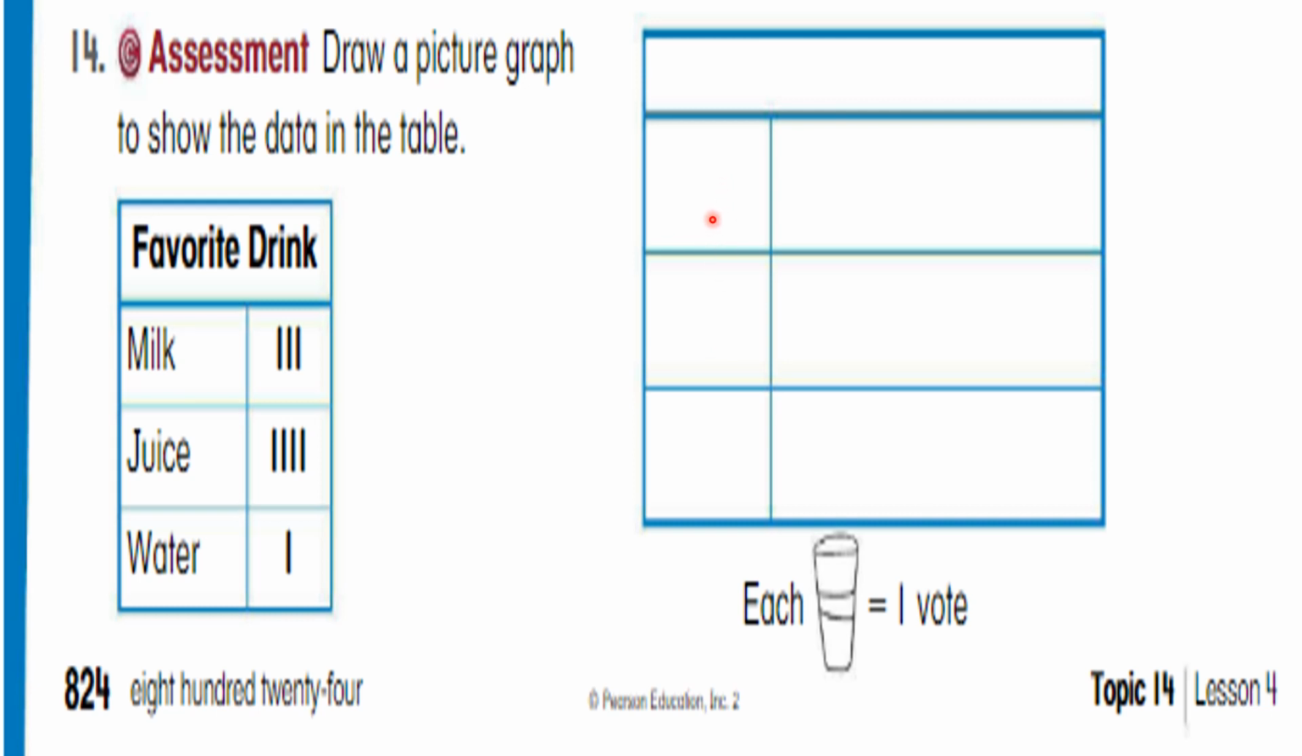So what is the first drink? Very good, it is milk. What is the second drink? Excellent, it is juice. And what is the third drink? Very nice, it's water. Now here you will draw the pictures. Now which picture will you use? A glass or a mug. Excellent. So complete your picture graph, label the graph, and write the title.